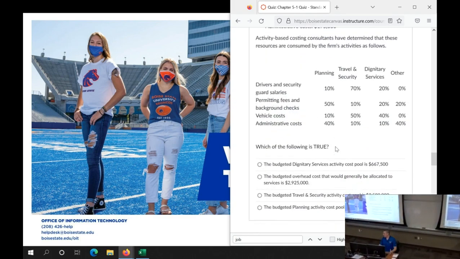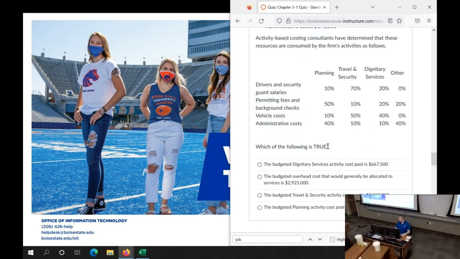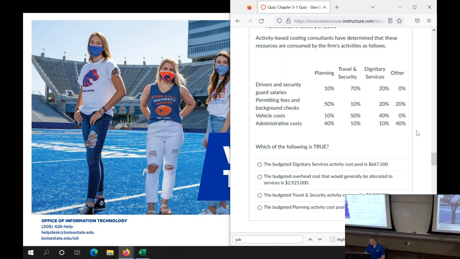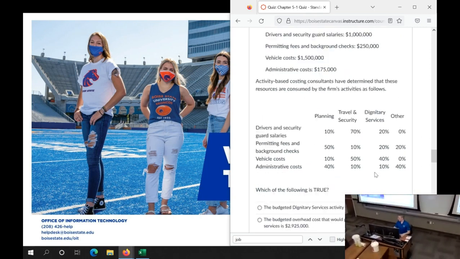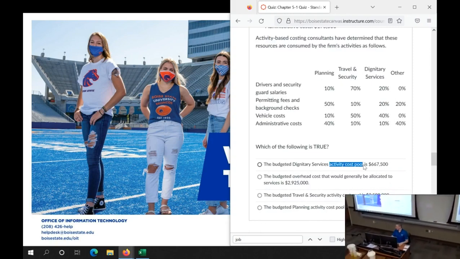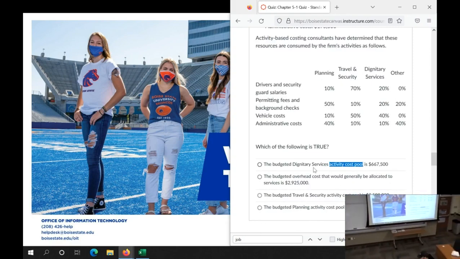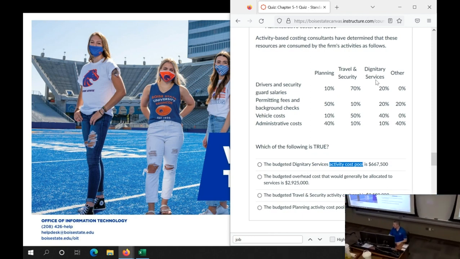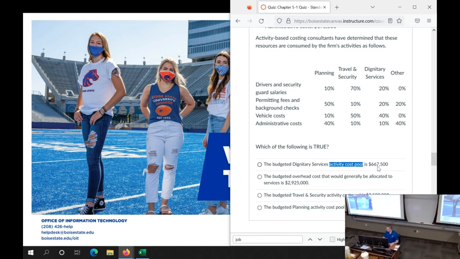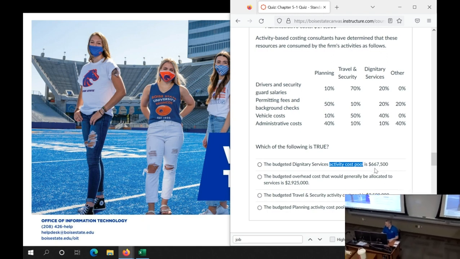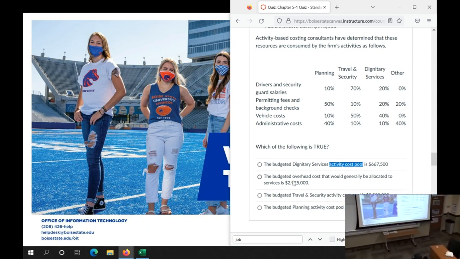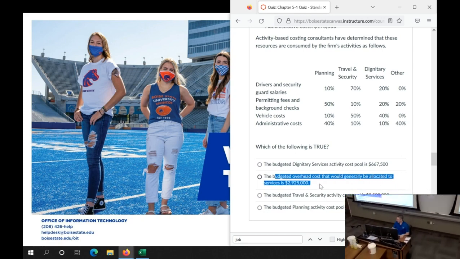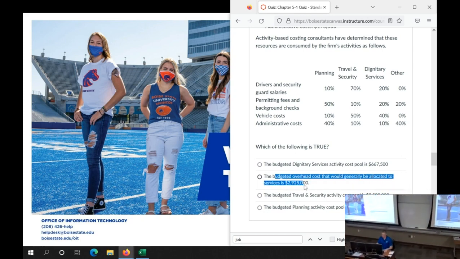All right, so this is a first stage allocation problem. It's asking which of the following is true. So one of these is going to be true, 3 of them are going to be false. And they're all related to some activity cost pool amount, it looks like. So this one says dignitary services, one of our activities. The activity cost pool is $667,500. All right, and this one says the budgeted overhead cost that would generally be allocated to services is $2,925,000.